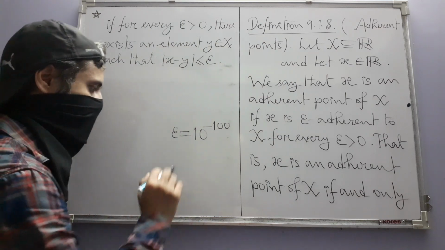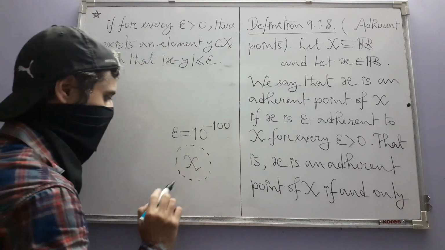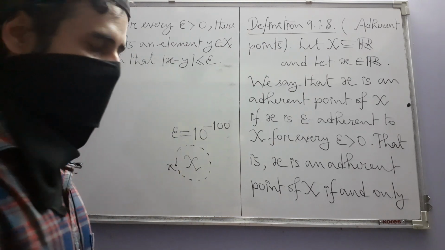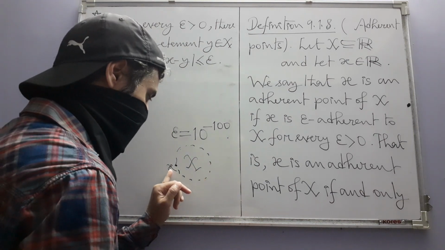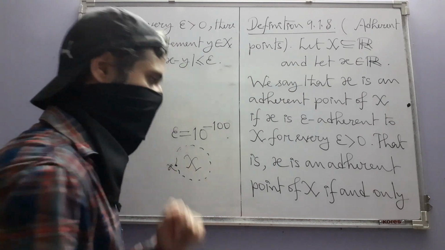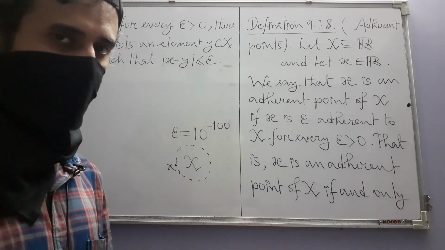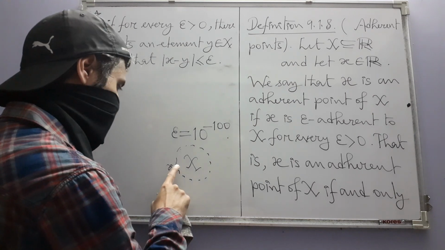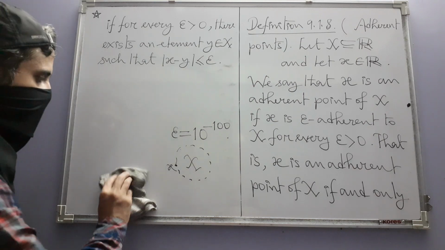So you can imagine that if your set X is this, then that small x is extremely close to X. But even then, note that we are not saying anywhere that x has to be an element of X. That is not necessary, and the examples that are coming next will make it clear why. Without small x being an element of X, it can also be an adherent point.